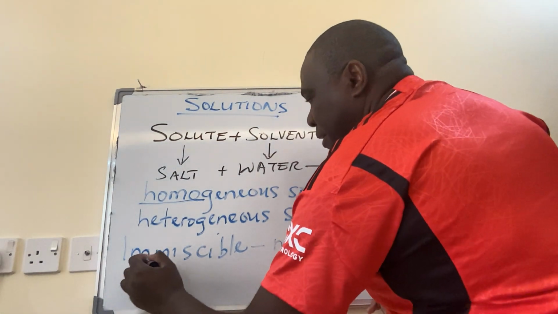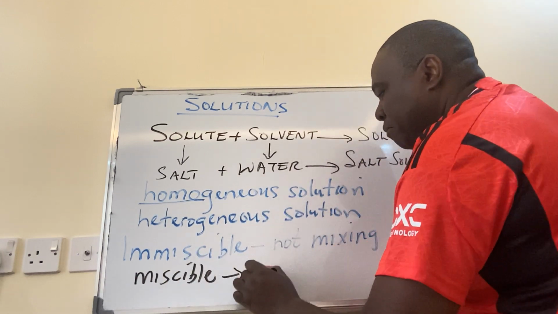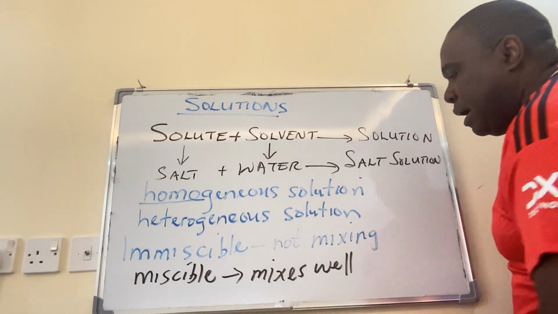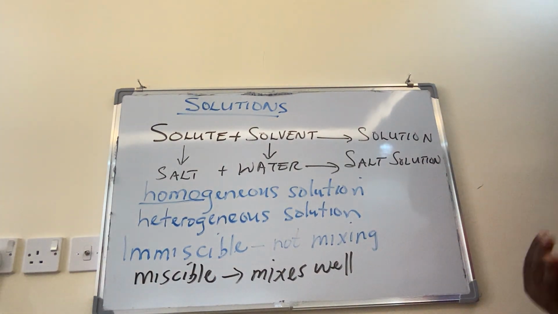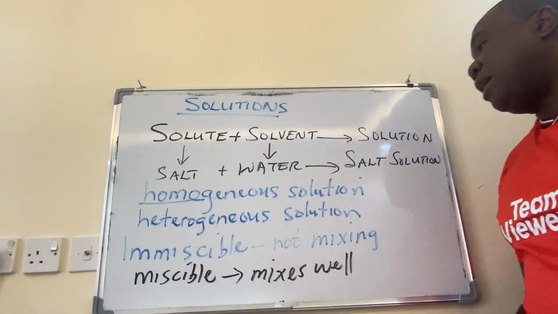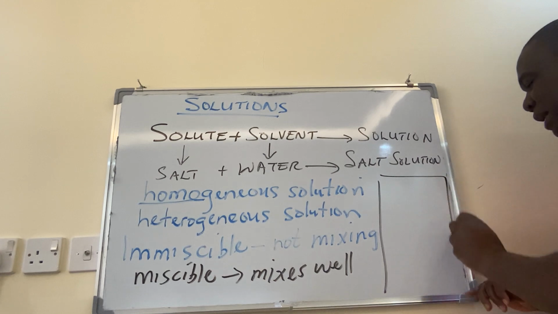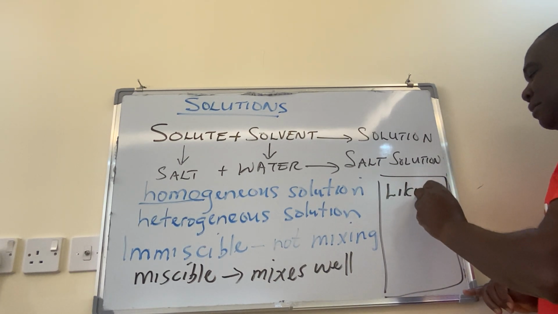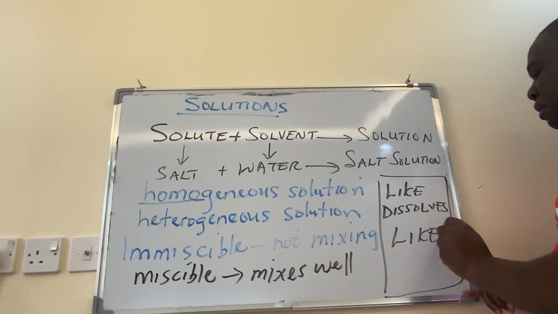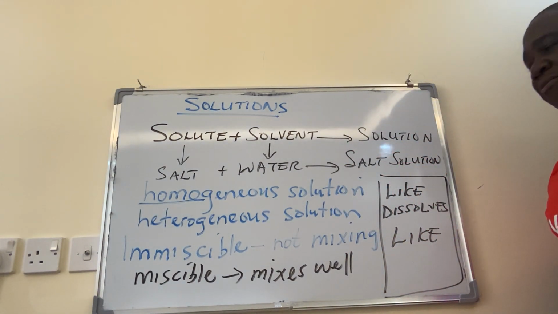And immiscible, the opposite is miscible. The miscible ones mix well. And what we are simply saying here is that as far as solution formation is concerned, we can have miscible and immiscible solutions being put in the same container. And what you should take home here, students, is that like dissolves like. This rule is very, very important. For compatibility purposes, like will dissolve like.